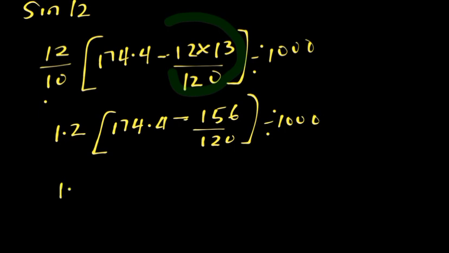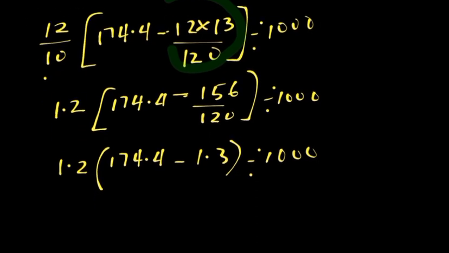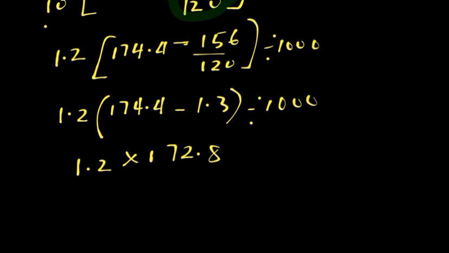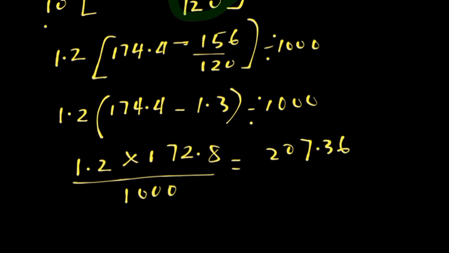So this will be 1.2 times 174.4 minus, if you divide 156 by 120, you get 1.3, divided by 1000. This is equivalent to 1.2 times, if you subtract 1.3 from 174.4, 172.8. Remember that you are dividing by 1000. Always divide by 1000 at the end. Multiplying 1.2 and 172.8 gives 207.36. Lastly, I divide by 1000.